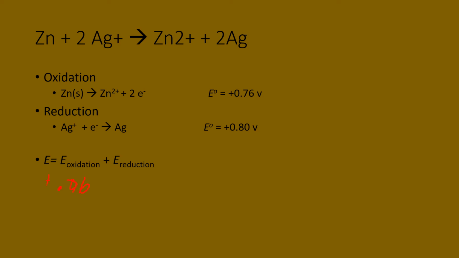So this would be 0.76 volts plus 0.8 volts is going to equal 1.56 volts. So when you're looking for the overall, then you just add the two numbers together.